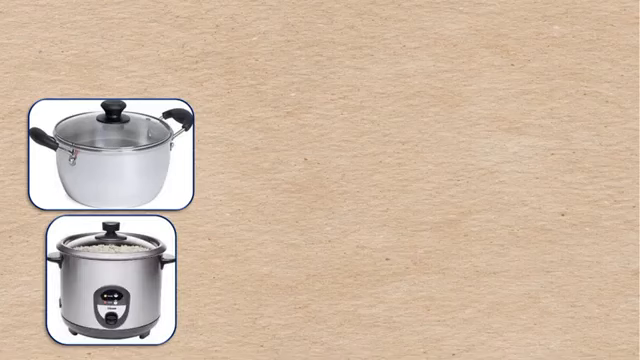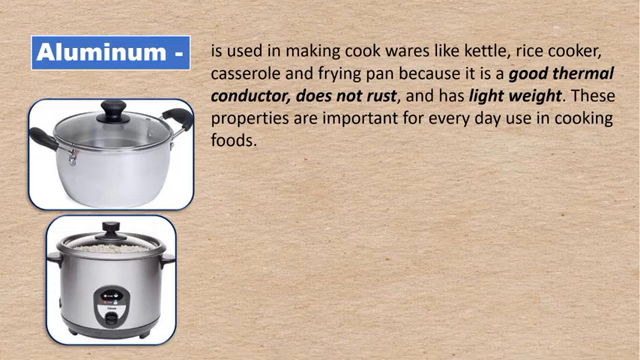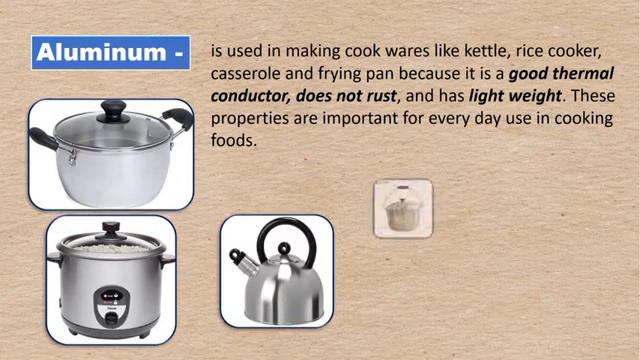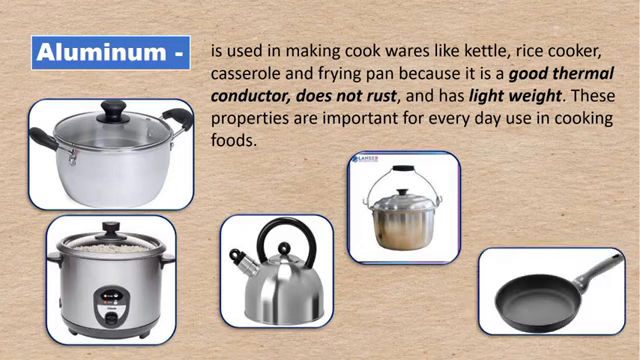You may cook rice in an aluminum pot or in a rice cooker. Aluminum is used in making cookwares like kettle, rice cooker, casserole, and frying pan because it is a good thermal conductor, does not rust, and has light weight. These properties are important for everyday use in cooking foods.